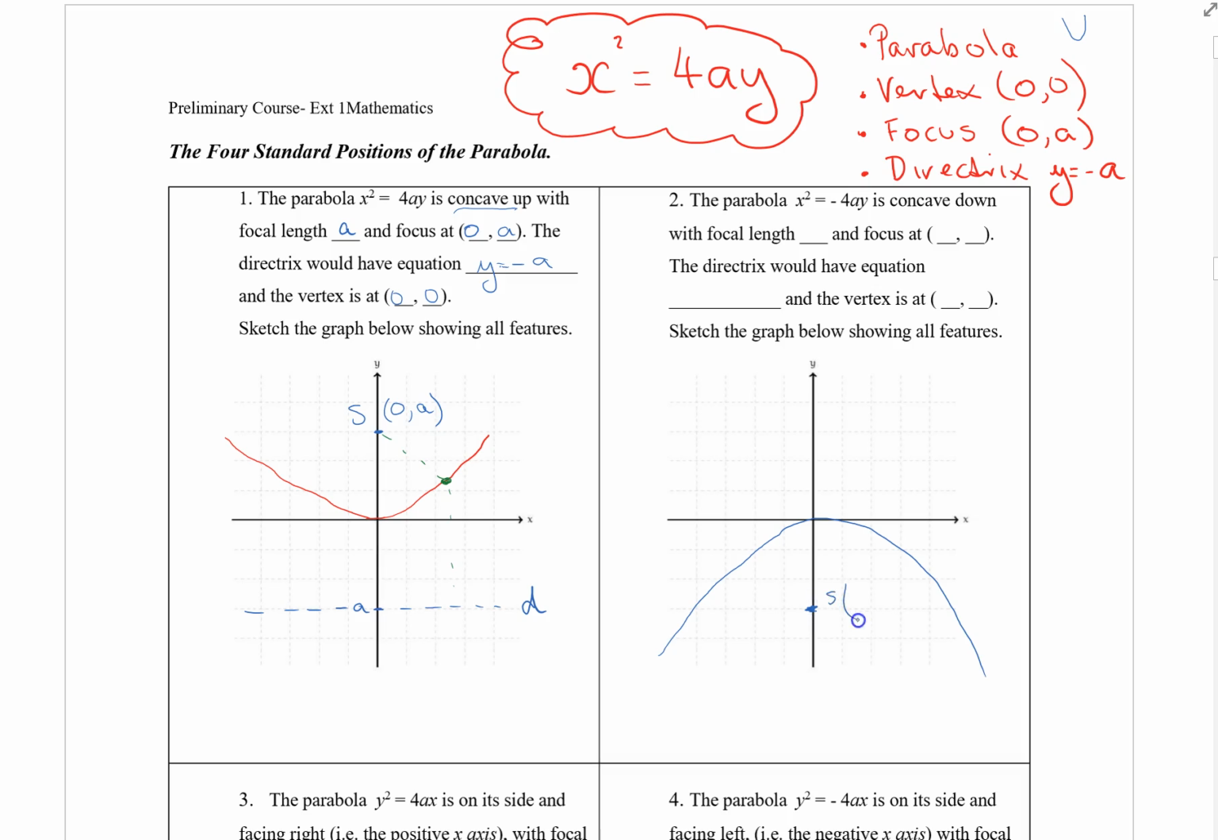Now, this is the focus. The focus in this would be 0, minus a. And that's hence why the a appears up there, because we've got a negative number. The directrix would be up here at a. That's your line d, the directrix, and your vertex again is 0, 0. So it's concave down, still has focal length a. The focus is at 0, minus a now. The directrix has equation y equals a, and the vertex is at 0, 0.